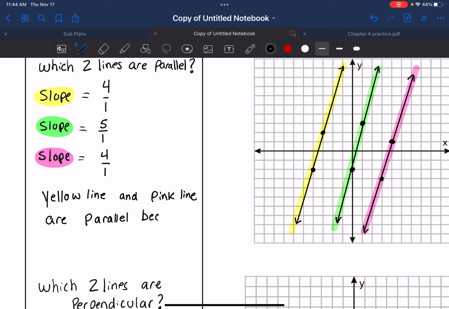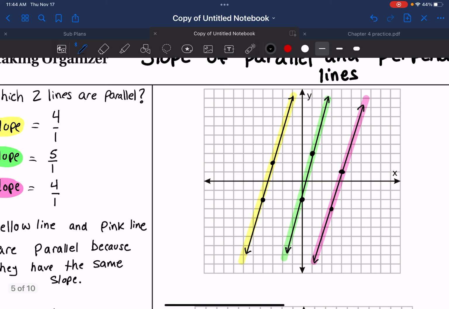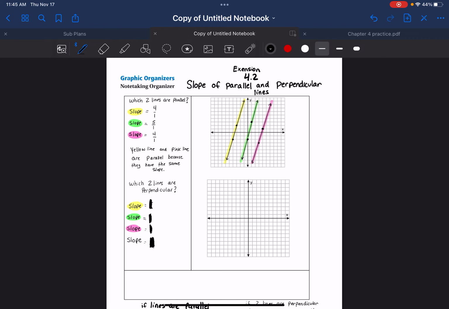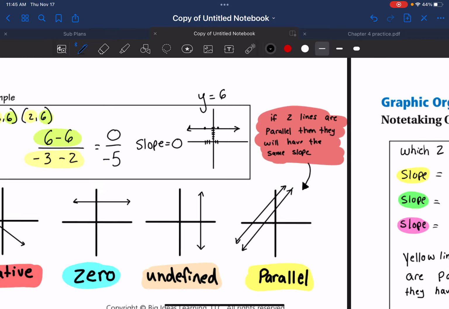because they have the same slope. Okay. If things are parallel, you can check to make sure by looking at their slopes. If they have the same slope, they are parallel. That is something that we did talk about a couple days ago right here.